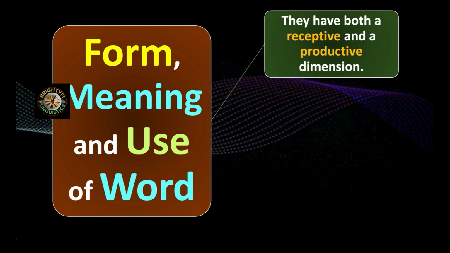They have both a receptive and productive dimension. When we say receptive, it is when you receive something: reception of something, observation of something, understanding of something, comprehension of something. And productive is when you speak or when you write. That is to say, the expression, your way of telling something to someone.